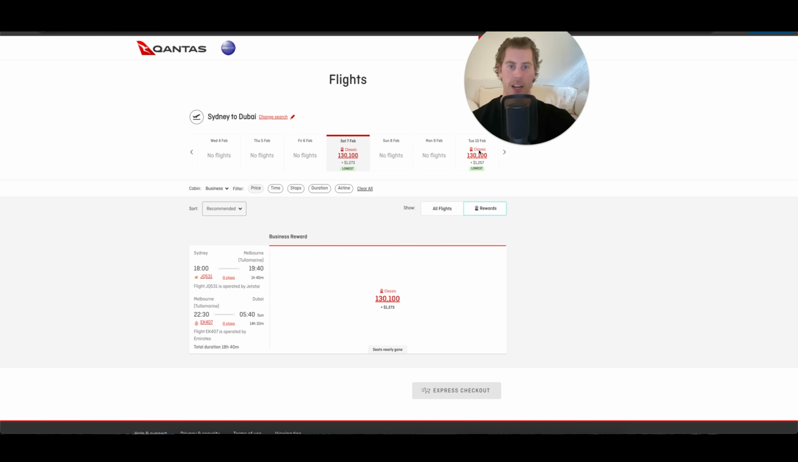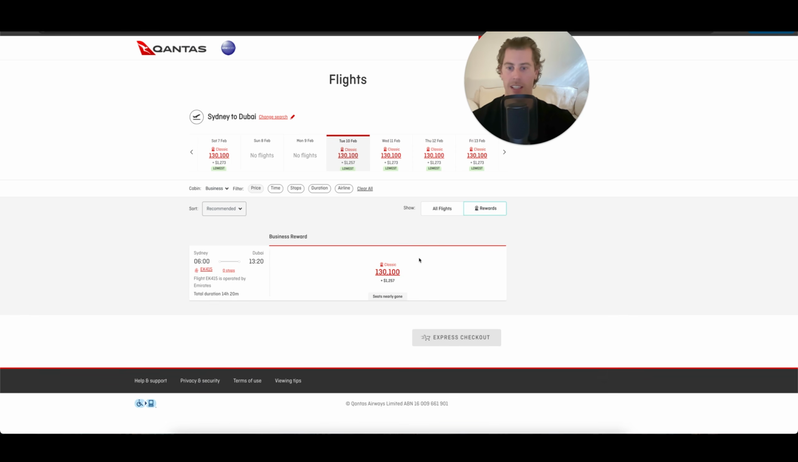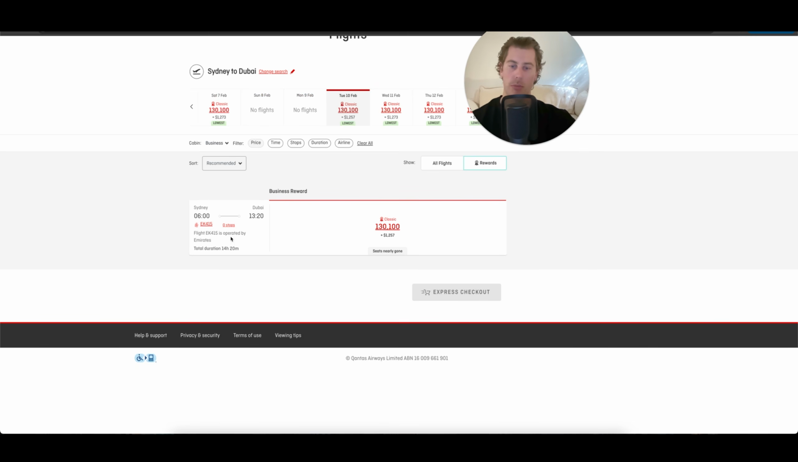Let's see if we can find a direct flight. I'm going to click on the 10th of February, see if that gives us a direct flight, which it has. Sydney to Dubai, 0 stops. This is on Emirates in business class. 130,000 Qantas points is required and $1,200 in cash.